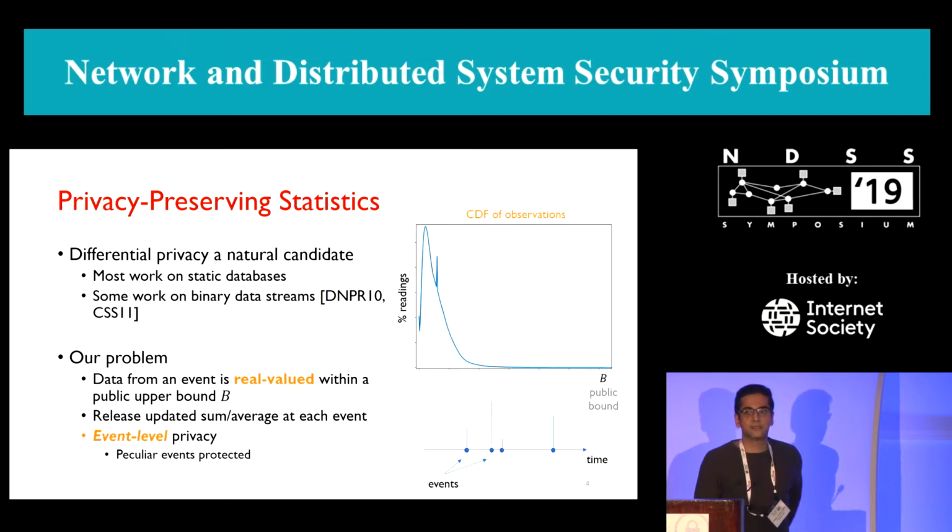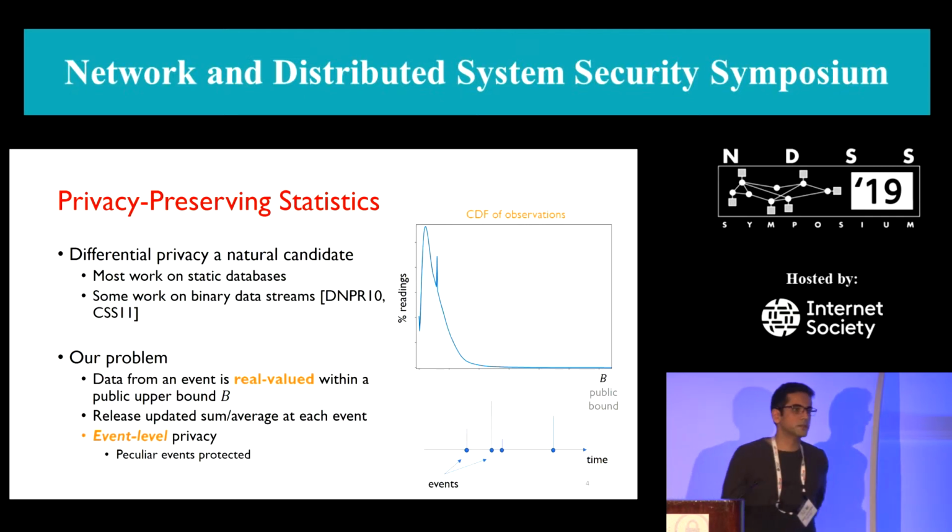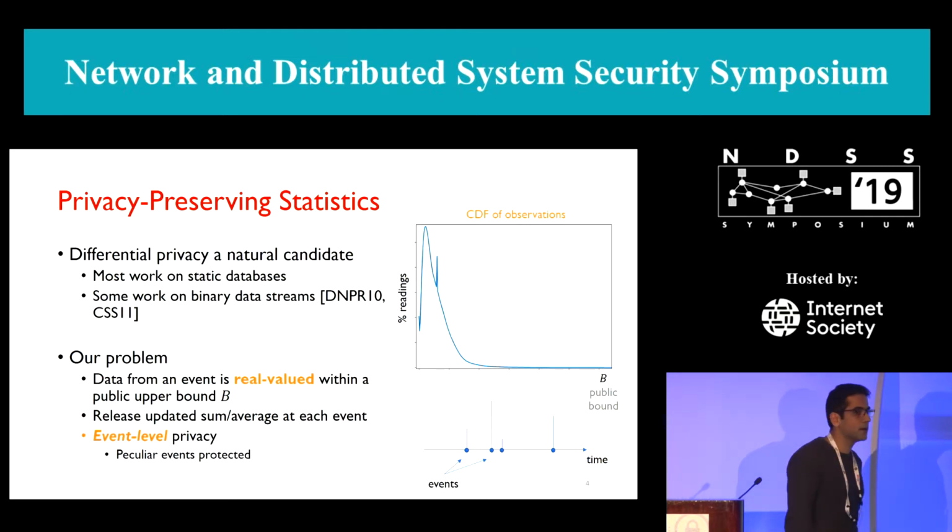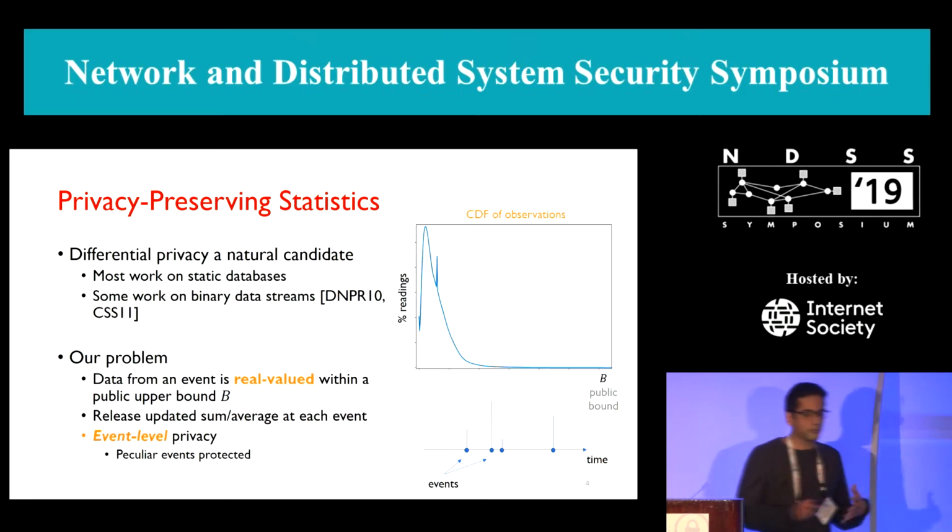So how do we release then privacy-preserving versions of these stats? The obvious candidate is differential privacy. Most of the work in this area has been done on static databases. There has been some work in the streaming setting, real-time setting, but that's mostly in the case of binary data, in which one event is either a binary value 1 or 0. So our problem is much more involved.